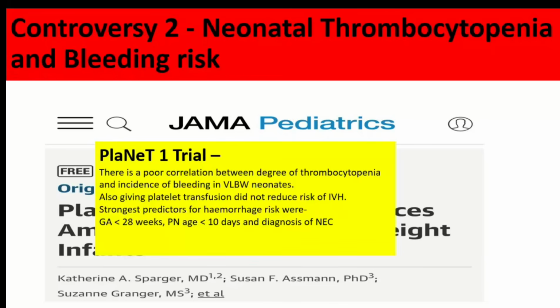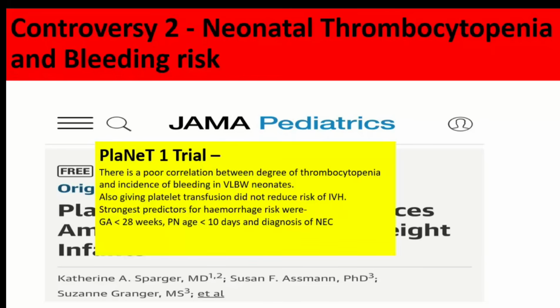Also, what they concluded is that giving platelet transfusion does not decrease the risk of intraventricular bleeds. Okay, so many times when we were dealing with premature babies, we were very much worried that the platelets have dropped and the baby will bleed. So we do an ultrasound every 6 hours, 12 hours, and we keep on doing ultrasounds because we are worried about bleeds. So what these studies told us is that even if the platelet count is low, it does not necessarily increase the risk of IVH. The strongest predictors for a risk of bleeding in any neonate were gestational age less than 28 weeks, postnatal age less than 10 days, and presence of necrotizing enterocolitis. Only these three factors significantly increase the risk of bleeding in a neonate.